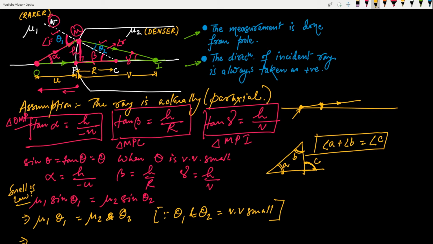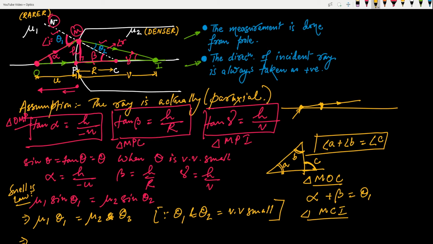Okay, so angle A plus angle B will be angle C. So we'll be applying this technique here. Now for triangle MOC, you can look into the figure. For triangle MOC, we can say that alpha plus beta, these are the two interior angles, should be equal to theta 1. This is the exterior angle for triangle MOC. Clear?